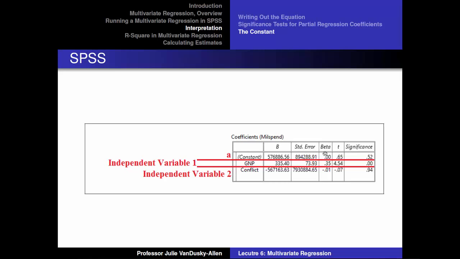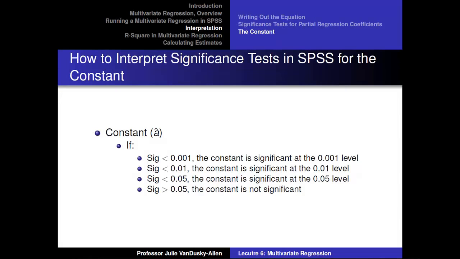So to determine whether A hat is different from 0, we look at the sig cell here for A hat. Then we compare the sig value to these rules. Note that these rules are different from the rules for determining if B hat is significant.